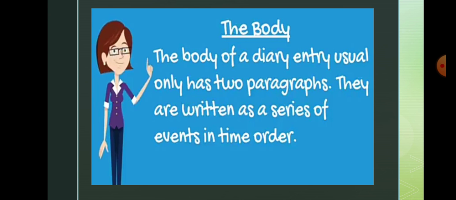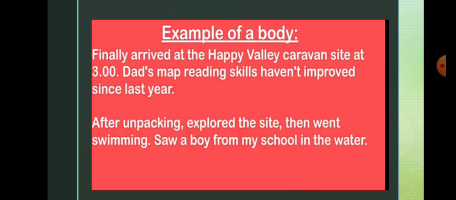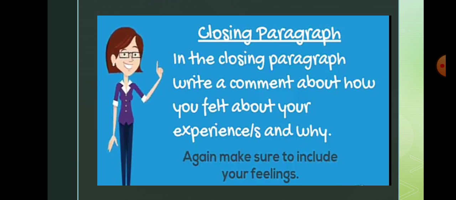The body of a diary entry usually only has two paragraphs. They are written as a series of events in time order. In time order, you have to mention it: first, what happened, next, what happened, then, after that, like that, time order should be mentioned. That example is also given. Finally arrived at the Happy Valley caravan site at 3. Dad's map reading skills haven't improved since last year. So the time order has to be mentioned.